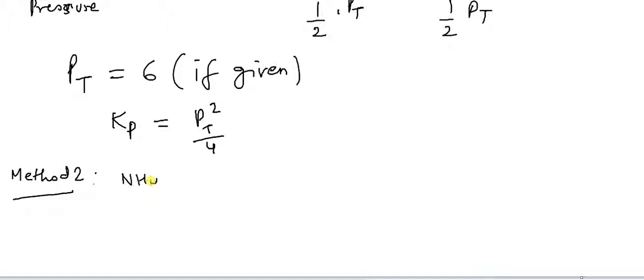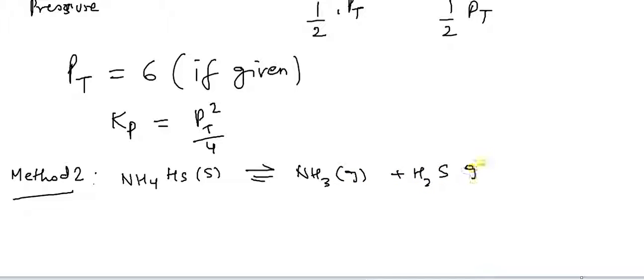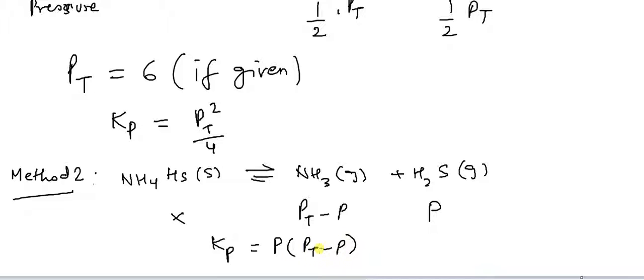You have NH4HS as solid converted to NH3 gaseous and H2S gaseous. What I'm going to do is take this as pressure P, and the total pressure is Pt. So what will be the pressure of this? It will be Pt minus P. We will be neglecting the solid because it won't be considered. So Kp equals the multiplication of both of them, products upon reactants. We don't have anything in reactants, so this is the value of Kp. Similarly, I've got this value also by multiplying these two quantities. I hope you are able to understand how we are getting these values.